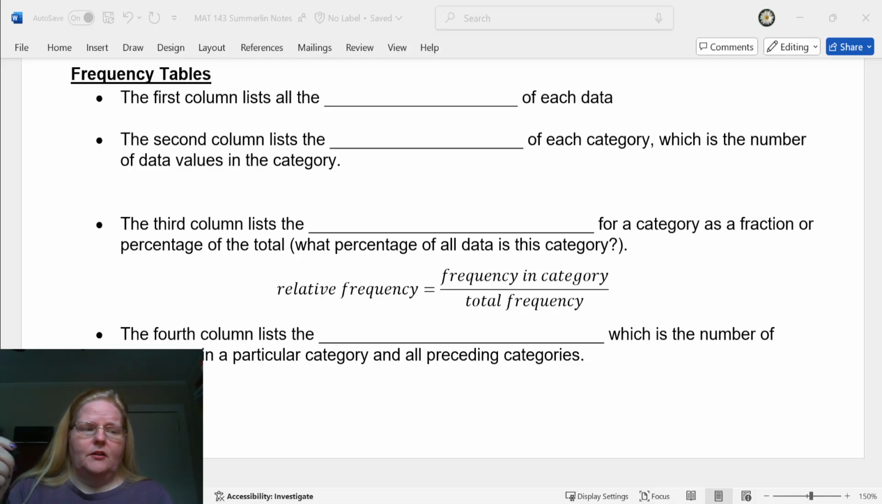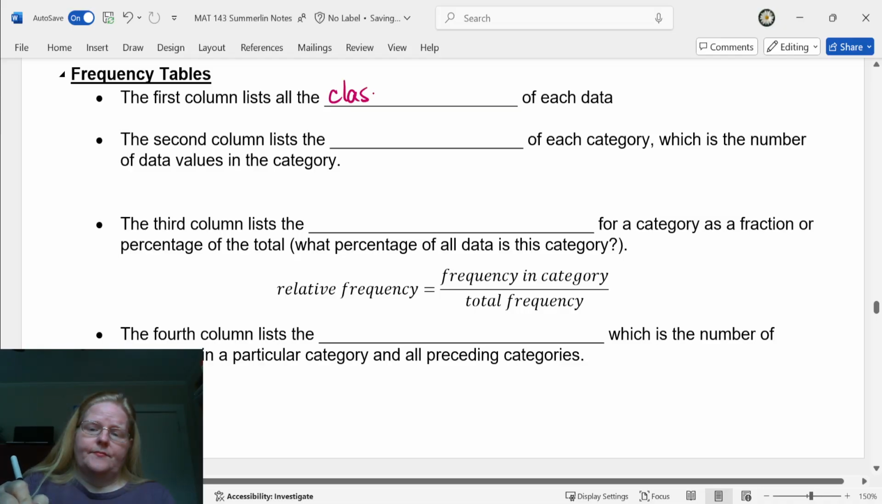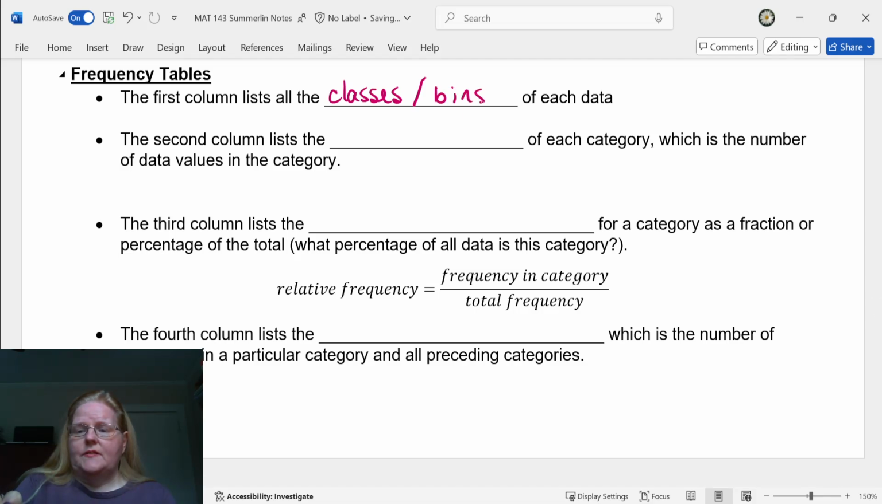The first column in a frequency table lists all the different classes or possible bins of each set of data. The second column will list the frequency of each category, which is the number of data values in the category. The third column lists out the relative frequency.